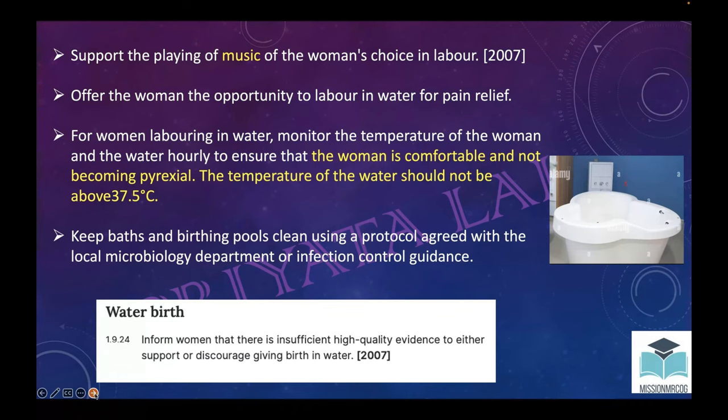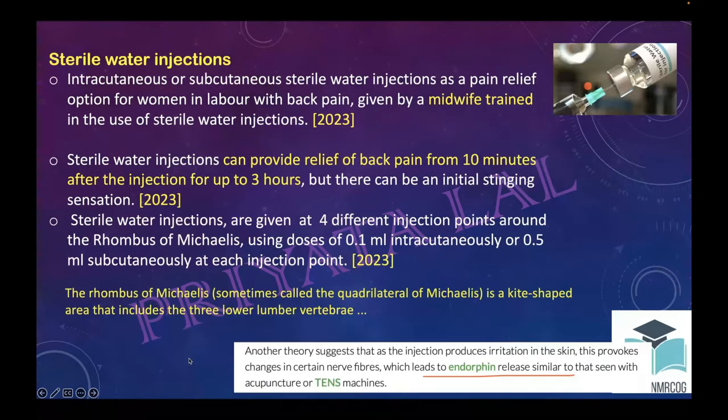Now, they have also added a new thing. TENS they have added in the pain relief. Another thing that they have added is sterile water injections. Sterile water injections can be given intracutaneous and subcutaneous. Usually as a pain relief option, if the woman has labor pain along with back pain, it has to be given by a trained person only. It provides relief of back pain from 10 minutes after injection up to 3 hours. But initially, when the injection is put, there could be some initial stinging sensation.